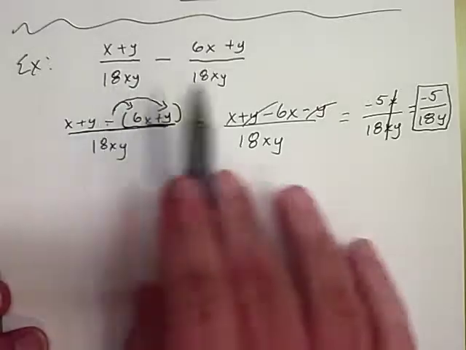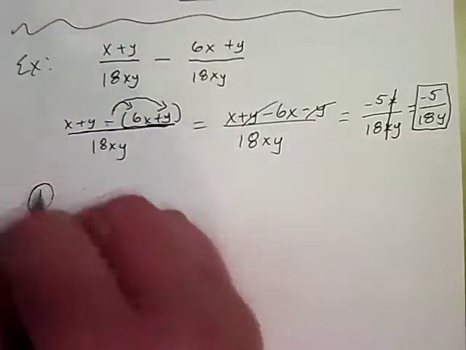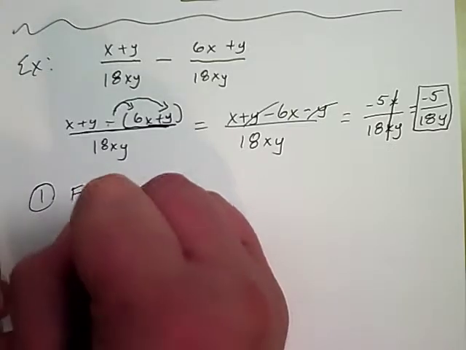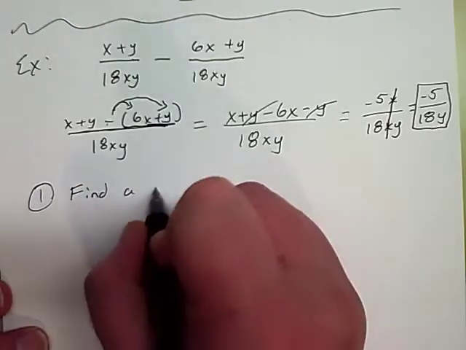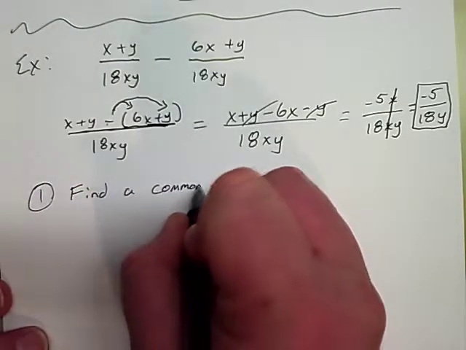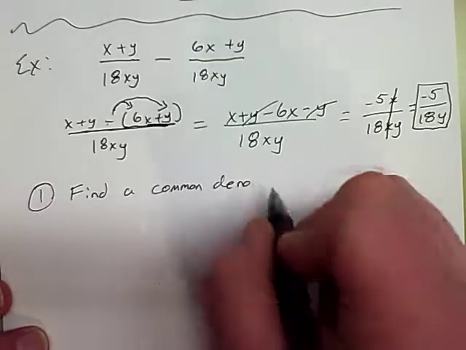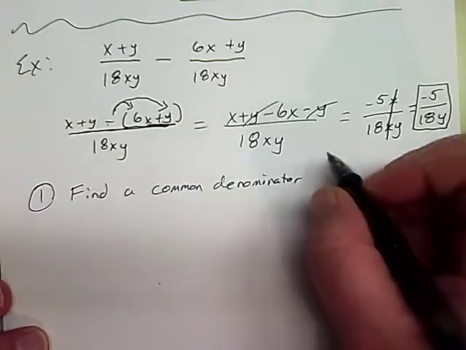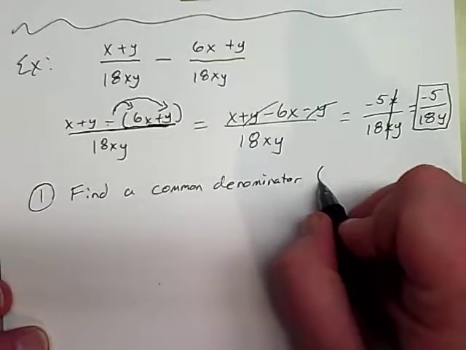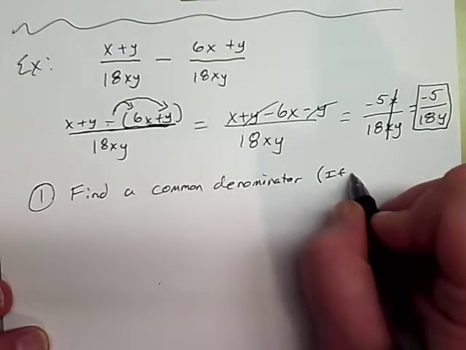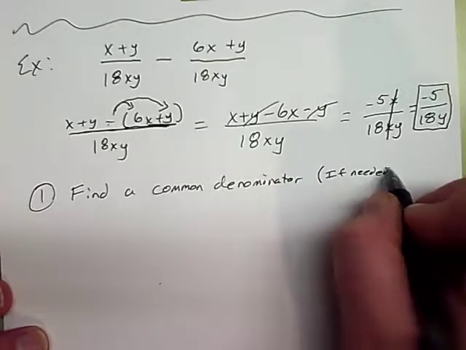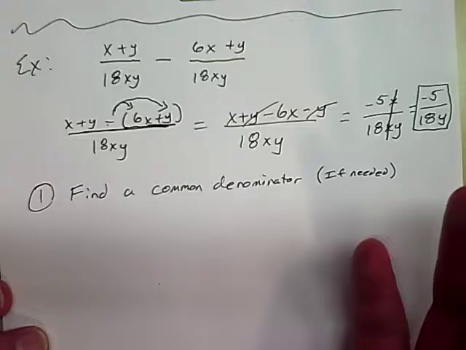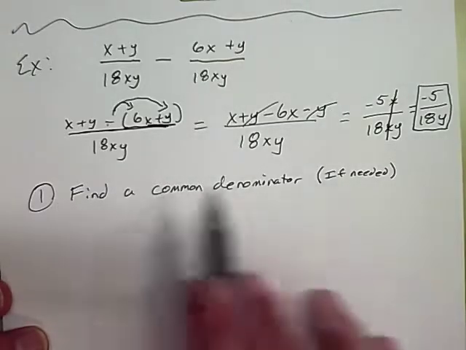So first things first, step one, I need to find a common denominator, and here in parentheses, I'm going to write "if needed." Because this one already gave me a common denominator, so I didn't have to. So step one is only if I need to.